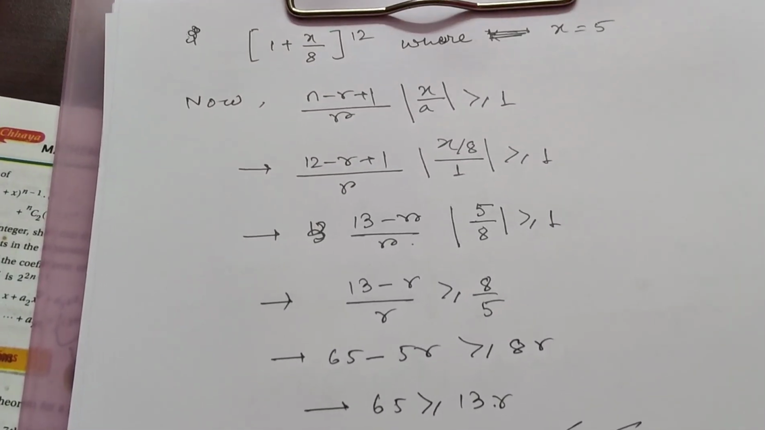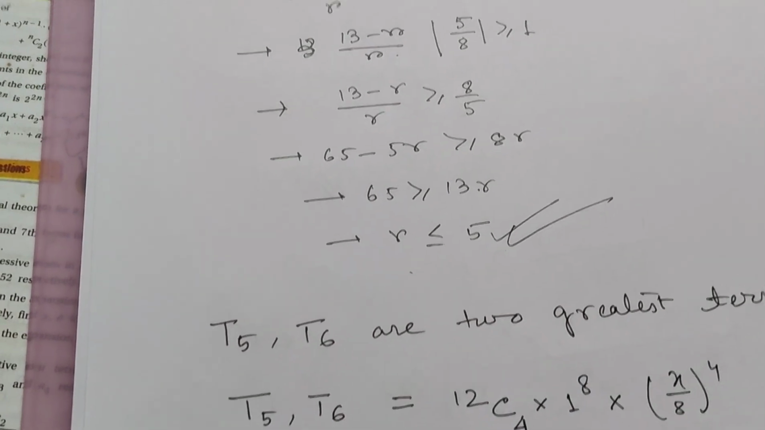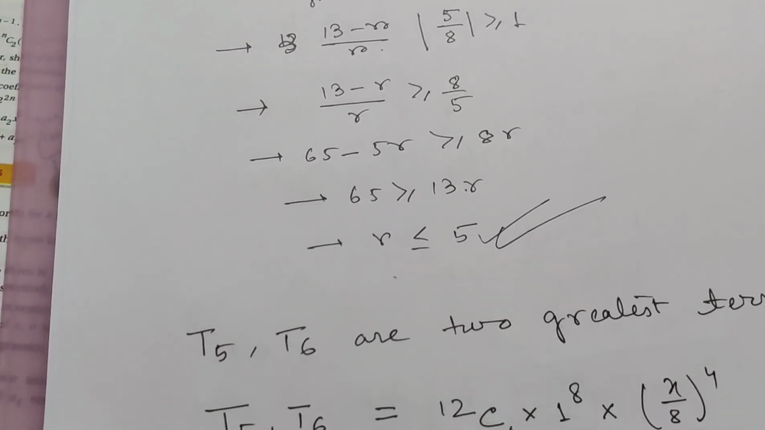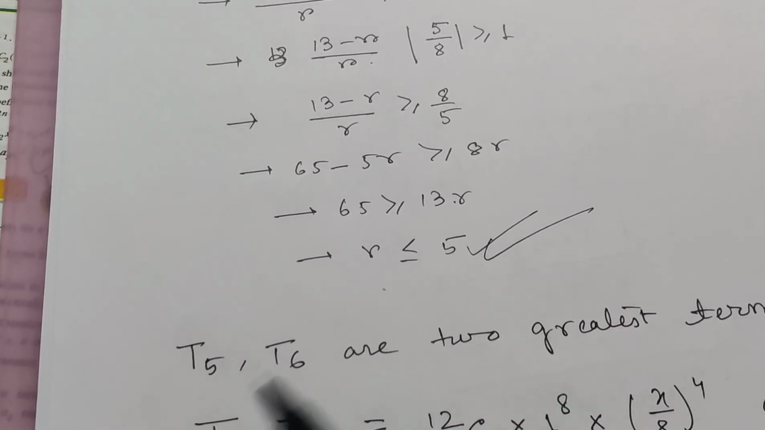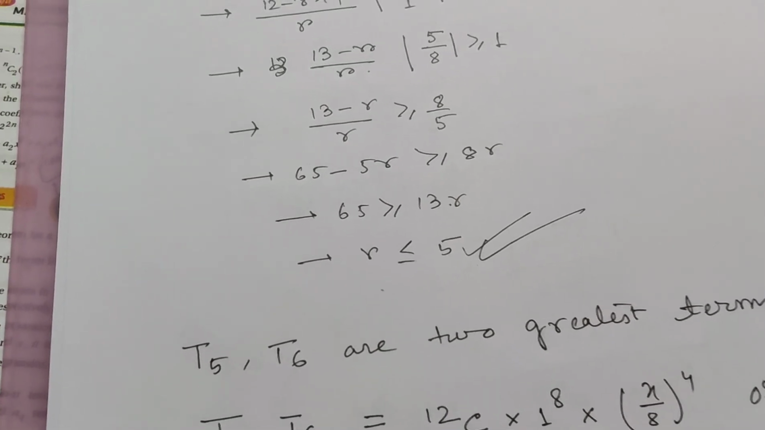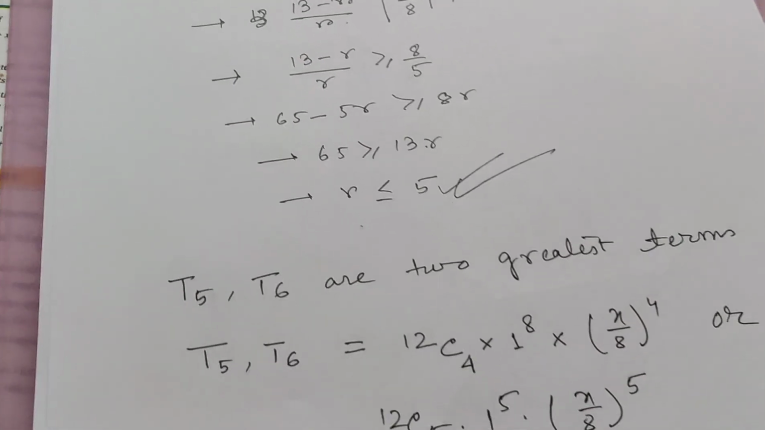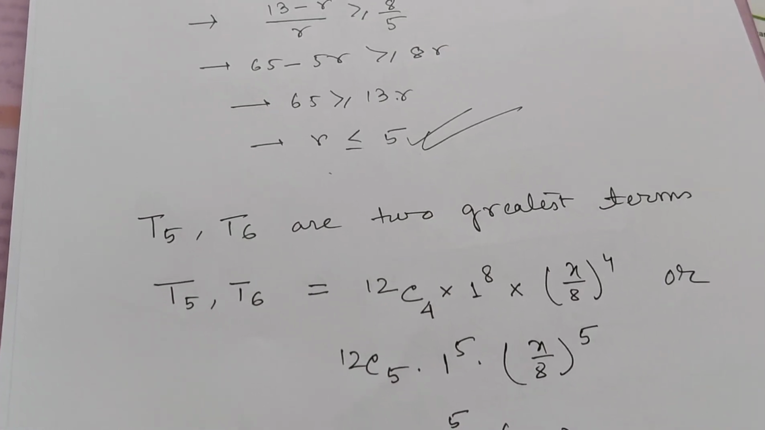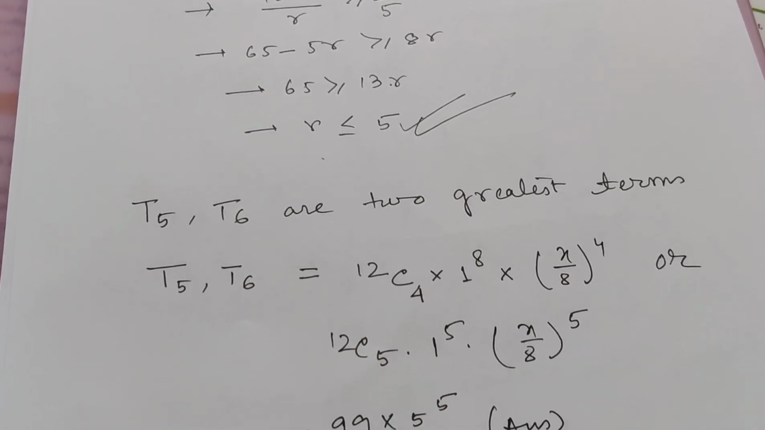So according to our formula, there will be two greatest terms. One is tk, that is t5, and the other is tk plus 1, that is t6. Now there are two middle greatest terms. These two terms will be equal. T5 and T6 both will be equal.